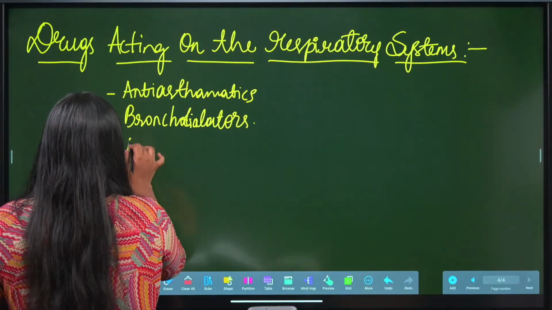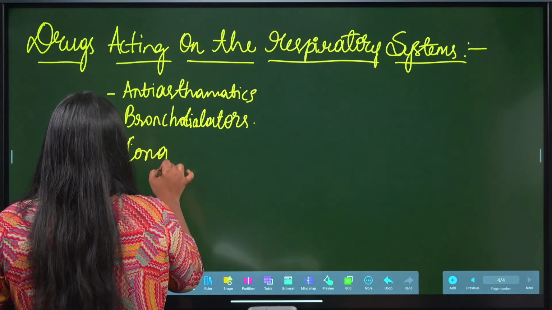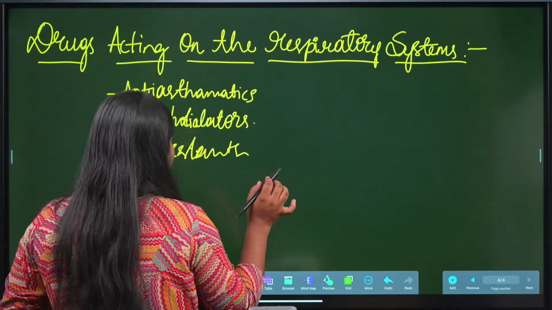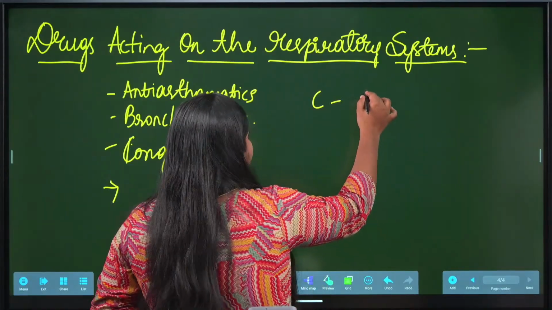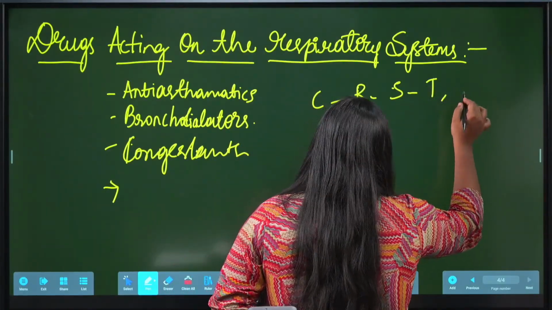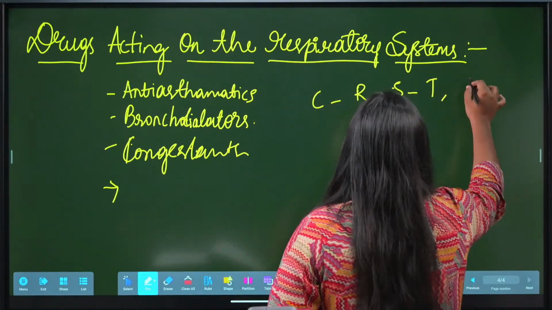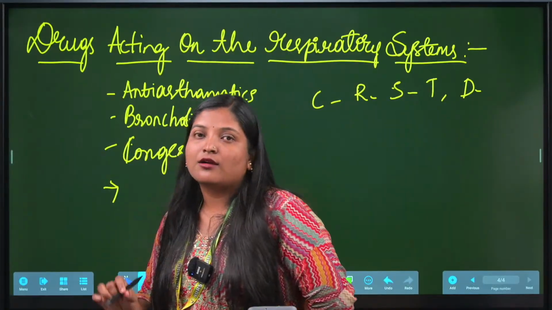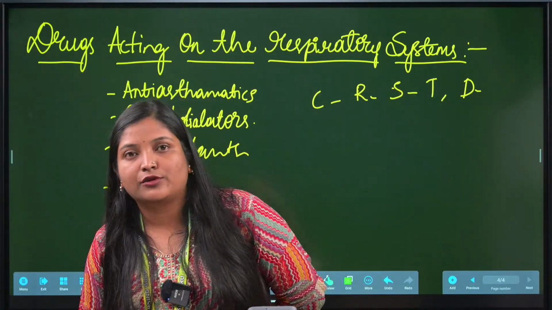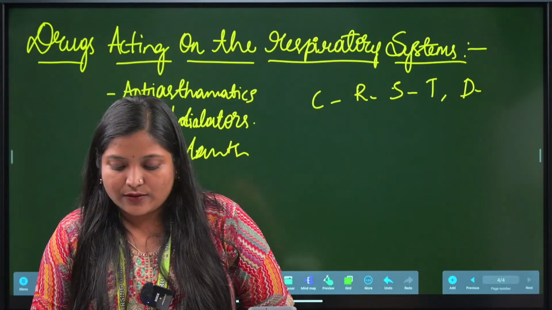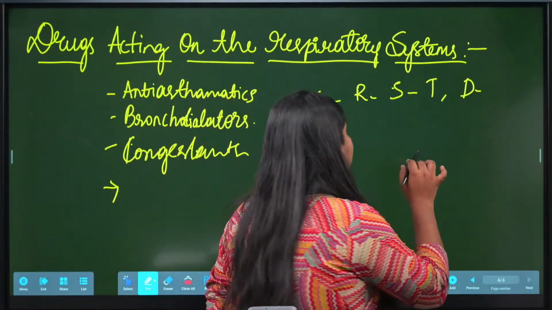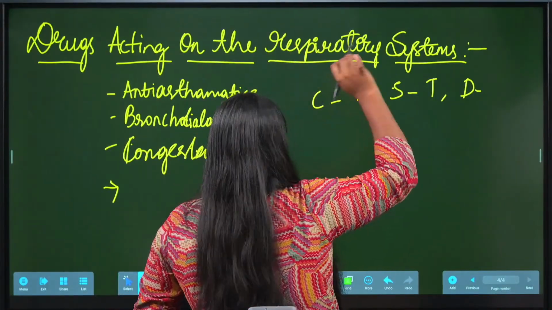Next one we have the decongestants. So this is what it will be: the classification, the composition, the route of administration, then side effects, toxicity, and you have to focus on things related to the dosage. Like this you have to write the particular drug classification, list out the anti-asthmatics, bronchodilators, for example salbutamol inhalers. Then write the adverse effects, side effects, toxicity, and the role of the nurse in administering the drugs acting on the respiratory system.